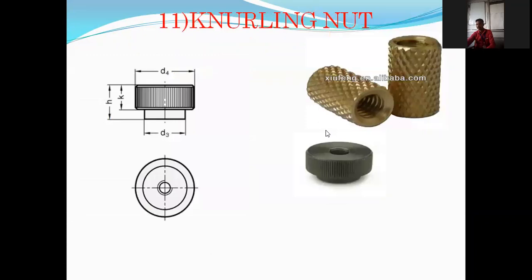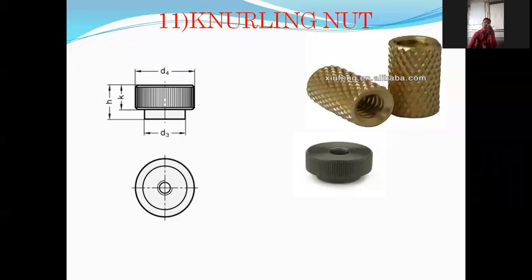Practical example, knurling nut. As we saw in the first chapter, knurling is a structure provided on a component to avoid what? To avoid slippage. Very good. To avoid the slippage.